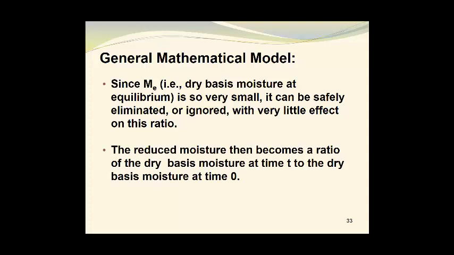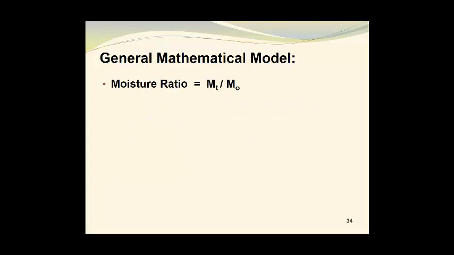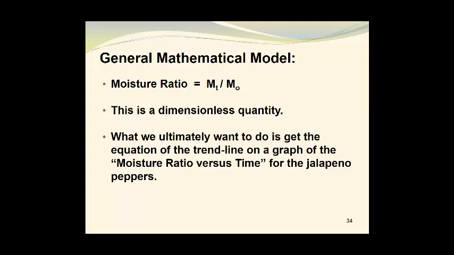The reduced moisture then becomes a ratio of the dry basis moisture at time t to the dry basis moisture at time t equals 0. So what we have now is the moisture ratio defined as m sub t divided by m naught. And this is a dimensionless quantity since it is a ratio of two dry basis moistures.